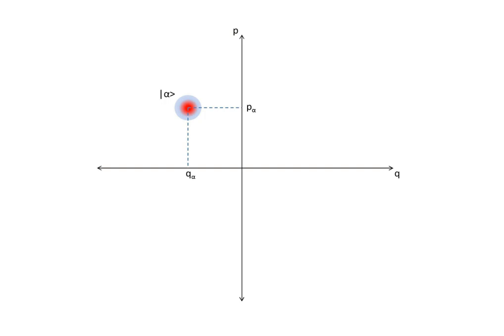Topic: quadratures. Operators given by q̂ = 1/2 (â† + â) and p̂ = i/2 (â† − â) are called the quadratures, and they represent the real and imaginary parts of the complex amplitude represented by â.